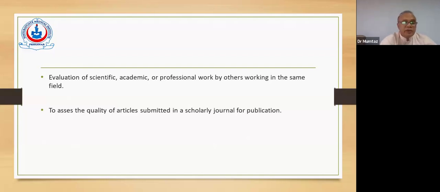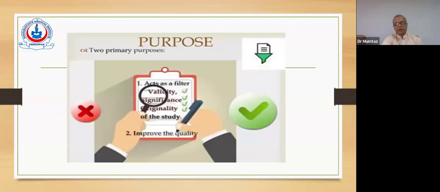Peer review is evaluation of scientific, academic, or professional work by your colleagues. This is meant to assess the quality of articles submitted in a scholarly journal. Why? The purpose is twofold. Number one, to identify the mistakes, and number two is to improve the quality.